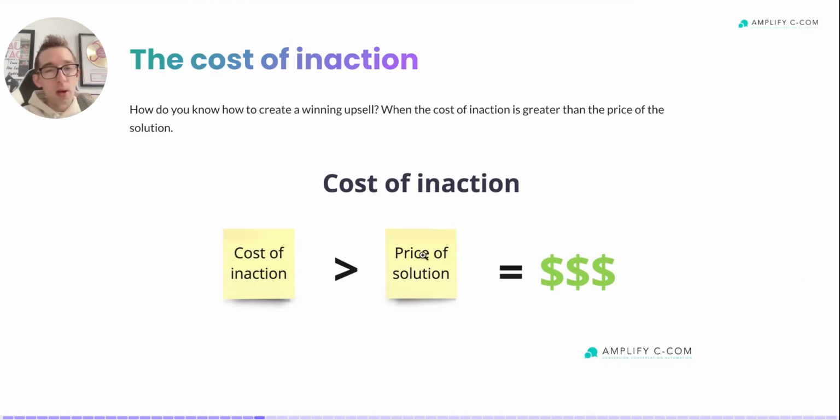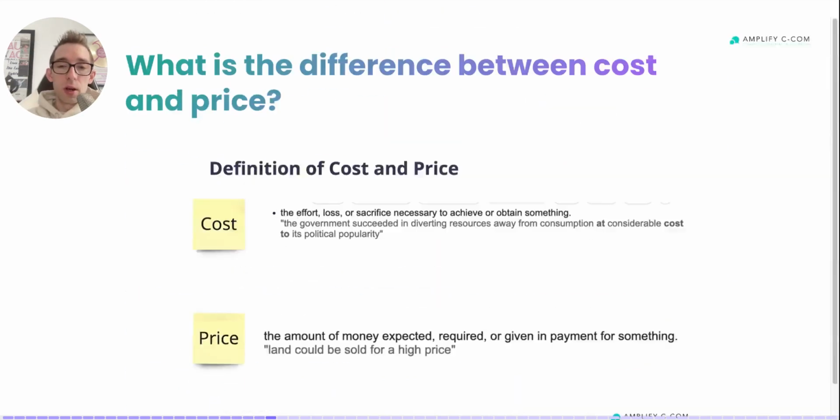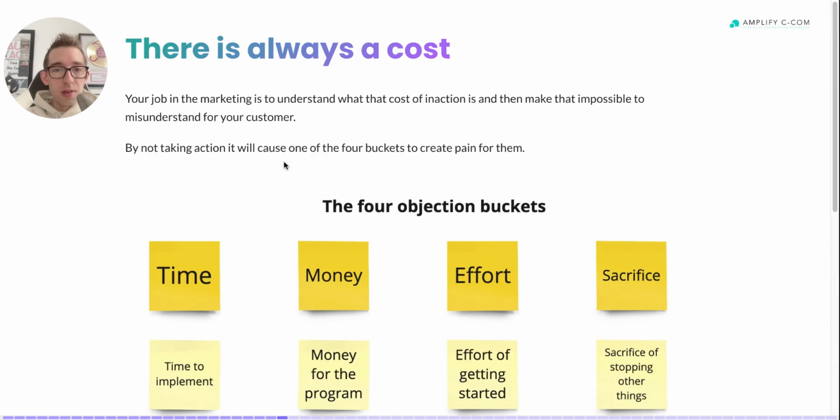And then what is the price? Price is something you pay one time. Cost is something that you incur over time. So there's always a cost, right? Your job in marketing is to understand what the cost of inaction is, and then make that impossible to misunderstand to your customers. By not taking action, one of these 4 buckets is going to create pain for them.